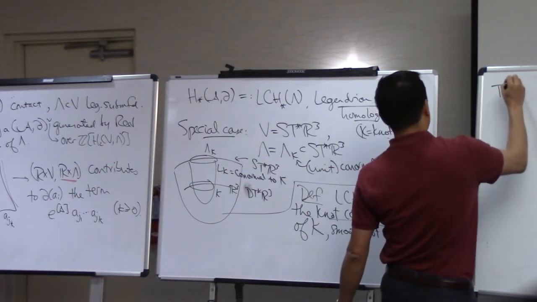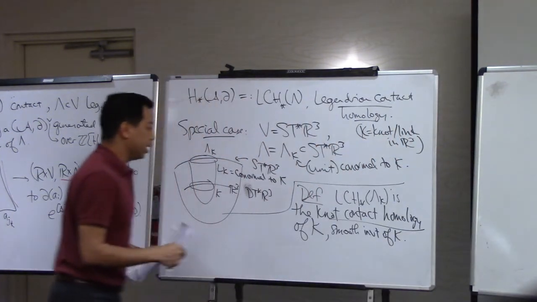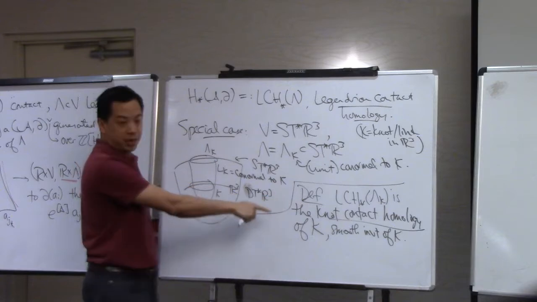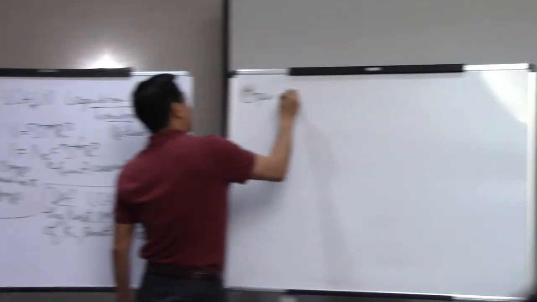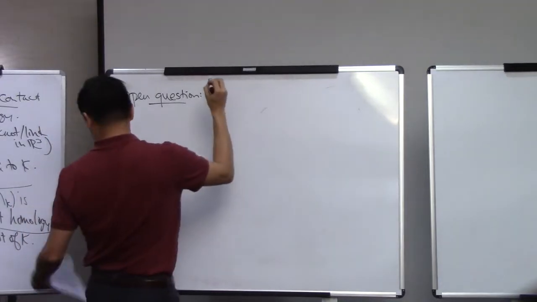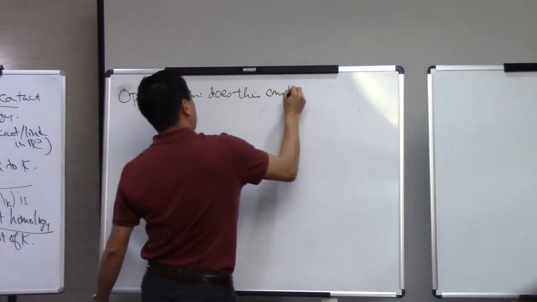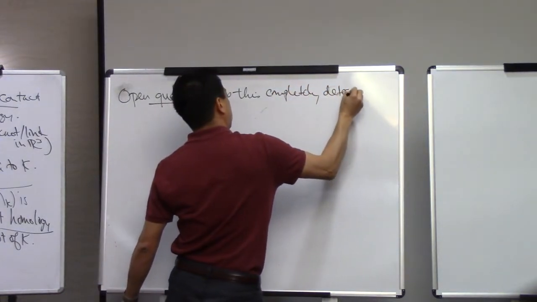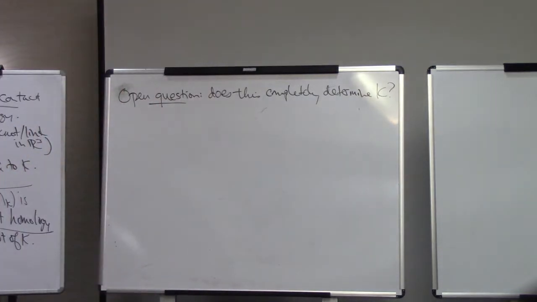And so I want to talk more about this in a little bit. Let me just say that there is an open question which I think used to be more interesting than it is now, which was, does this completely determine K? Okay, so I'll explain why this is not so interesting anymore.